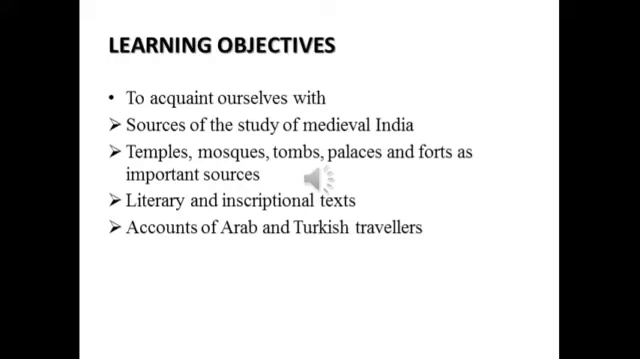Then temple, mosque, tomb, palaces, and forts as important sources. Apart from written evidence, there are some buildings, some physical structures, some monuments which give information to us. You will learn about that. Then literary and inscriptional texts: some texts, some written works. What are the written works that give us information?